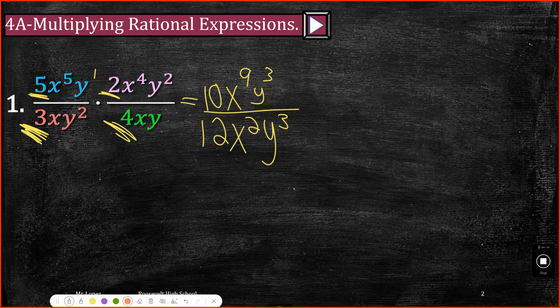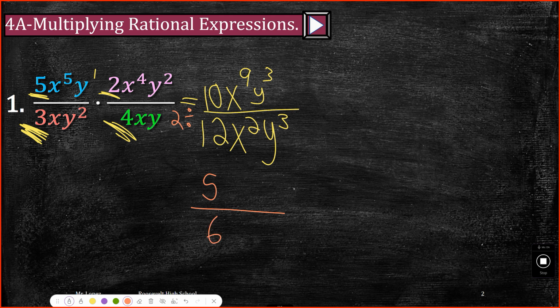Reduce the numbers here. What's the biggest number that divides evenly into 10 and 12? That would be 2. So 10 divided by 2 is 5. 12 divided by 2 is 6.